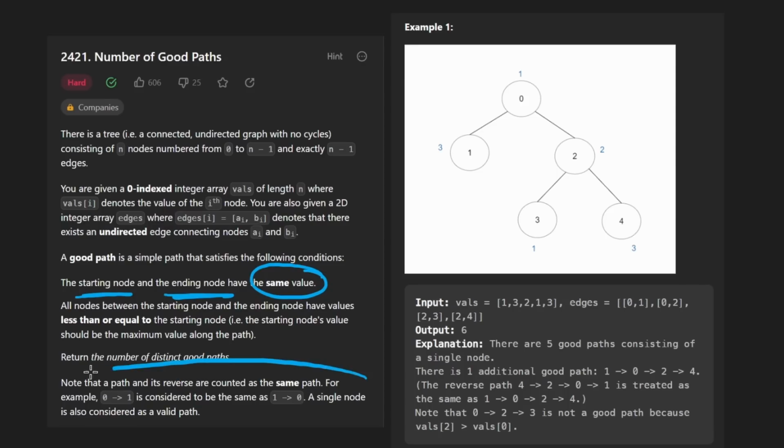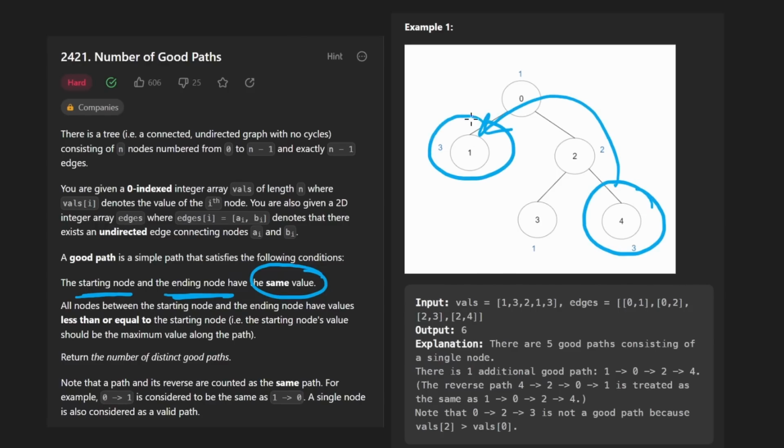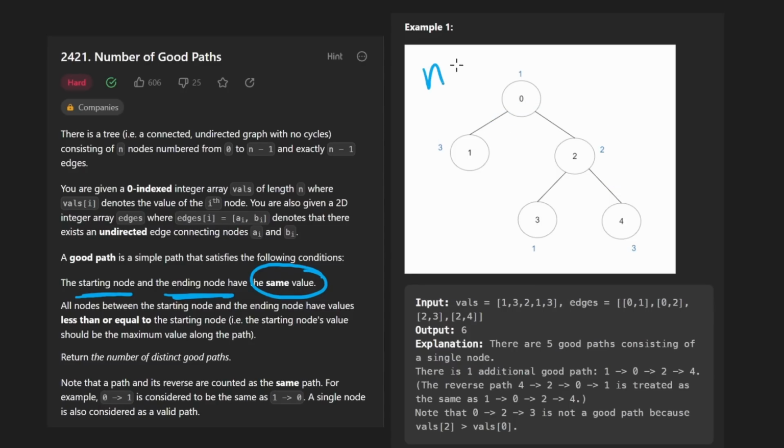One thing that they do clarify for us is that we can't double count, meaning we can't say that this is a good path and then going in the opposite direction is also a good path. So that's something we have to keep in mind, but that's not super complicated. So there is a naive way to solve this problem, which is n squared. Let me briefly discuss that.